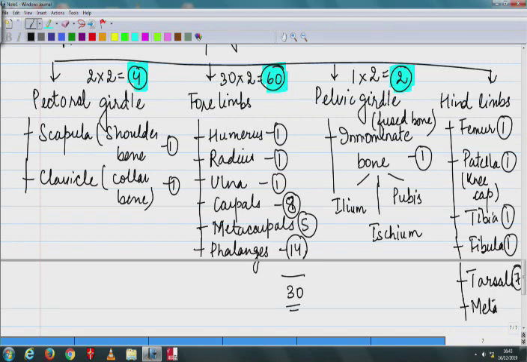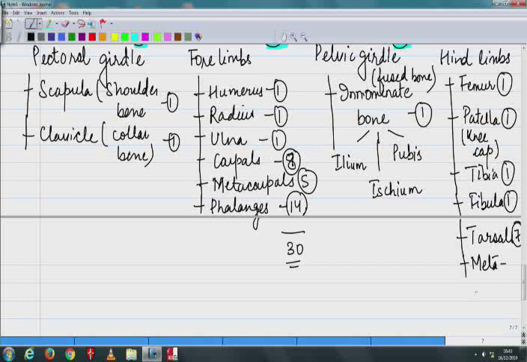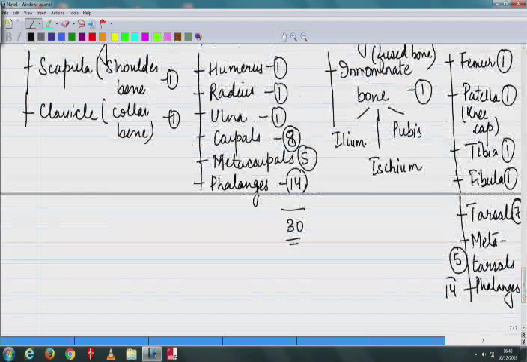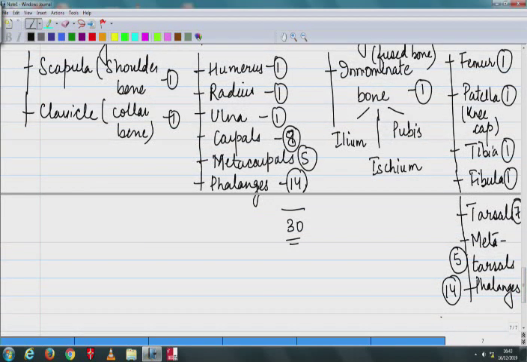Then you have the metatarsals. How many metatarsals do you have? It's written this way. And finally you have the phalanges. Phalanges are the fingers, the digits of your foot, 14 in number. Let's calculate. 1, 2, 3, 4, 7, 11, 11 and 5 again, 16, 16 and 14, 30. So each of your hind limbs has 30 bones.